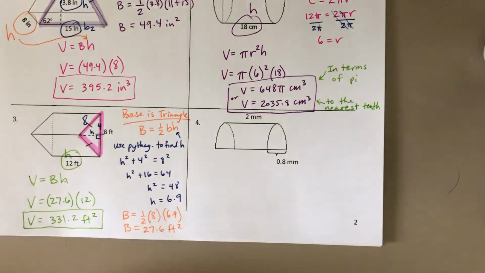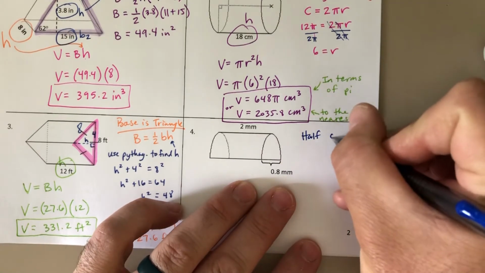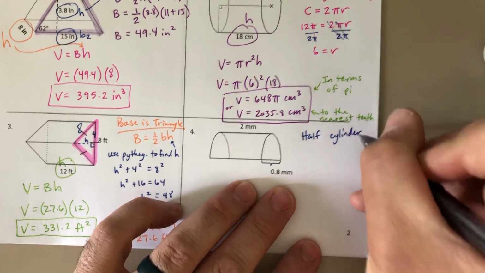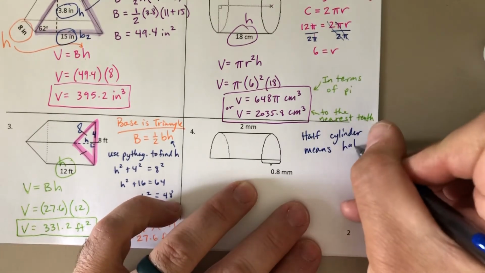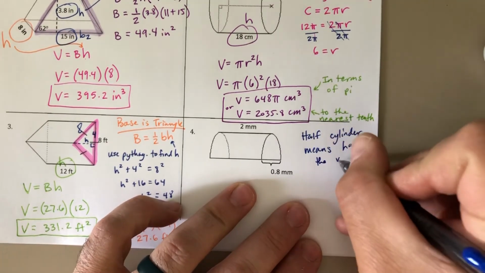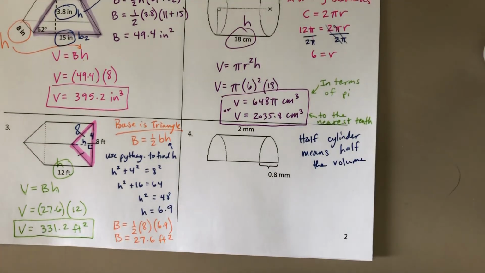Now, this one, we have to be a little bit careful, right? What is the shape? The shape is not a full cylinder, right? The shape is half of a cylinder. So we have to just kind of keep that in mind. Half a cylinder means you're going to have half the volume, right? You have half of what you would if it was a full cylinder. So we're going to have half of its volume.